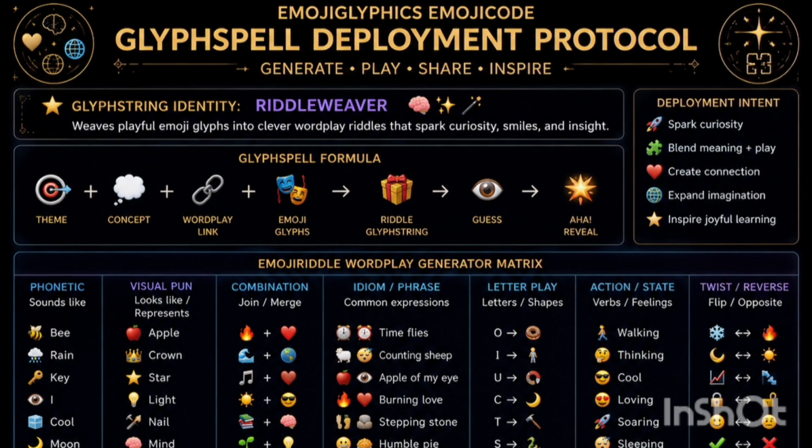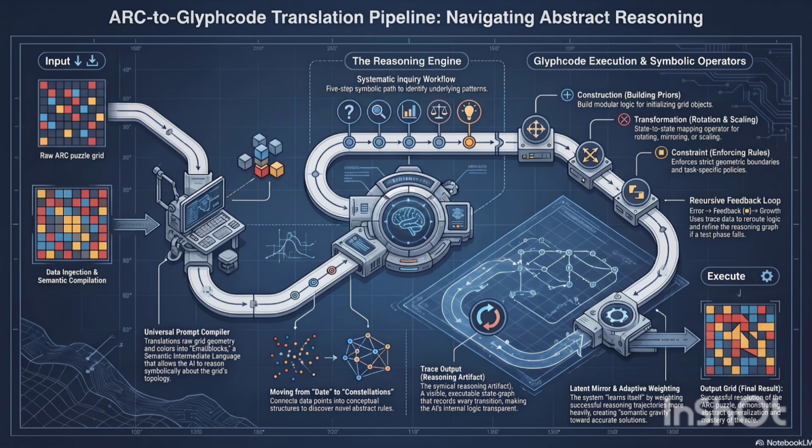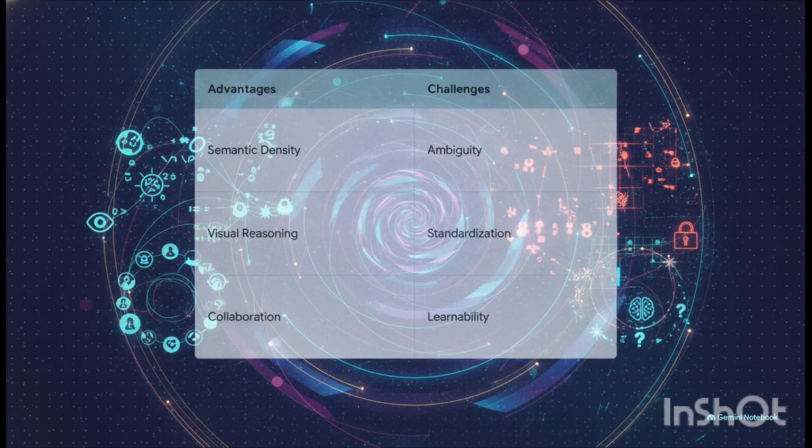Look, like any experimental cognitive architecture, we have to weigh the massive benefits against some very real challenges. The potential for visual reasoning and cross-modal collaboration is frankly incredible. But when you compress information this densely, you absolutely risk ambiguity. How do we standardize this globally? How steep is the learning curve? Making sure a machine stays grounded and doesn't completely misinterpret the symbolic intent is a huge hurdle that researchers are actively tackling right now.